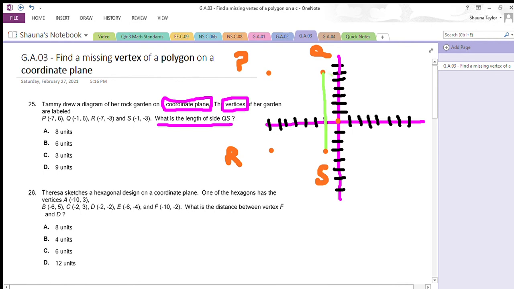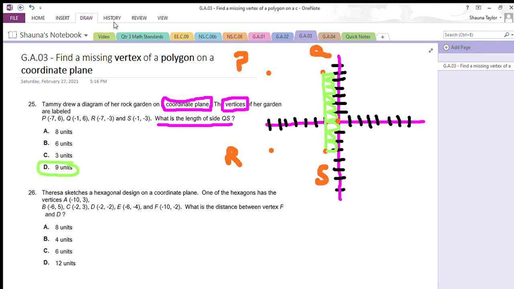You're going to go 1, 2, 3, 4, 5, 6, 7, 8, 9. So the distance is 9 units. Okay? The other way that you could have done this is using absolute value to find your distance. And I'll show that right here. So the question again is, what is the length of side QS?